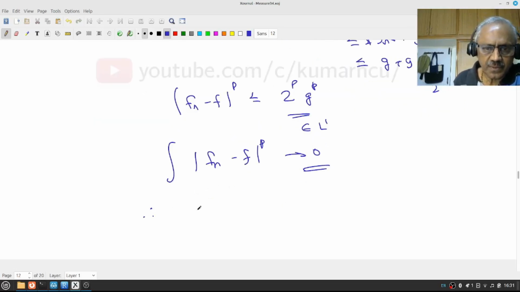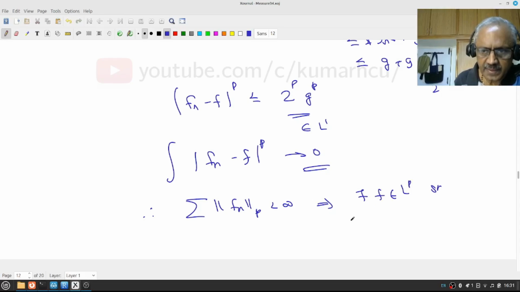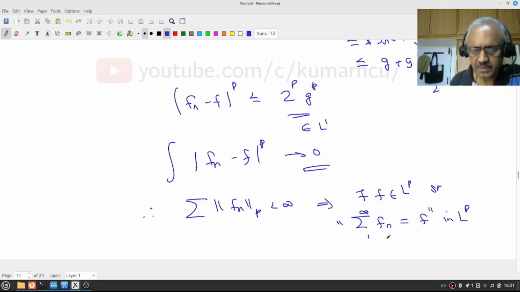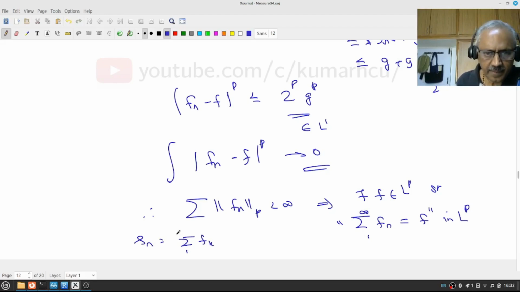So what you have shown is, if the LP norms of fn are summable, there is an f in LP such that the series converges to f in LP. You understand the meaning? Take the partial sums. These will be in LP. This sequence of functions Sn converges to f, that is, Sn minus f in LP norm goes to 0. This is what we proved.